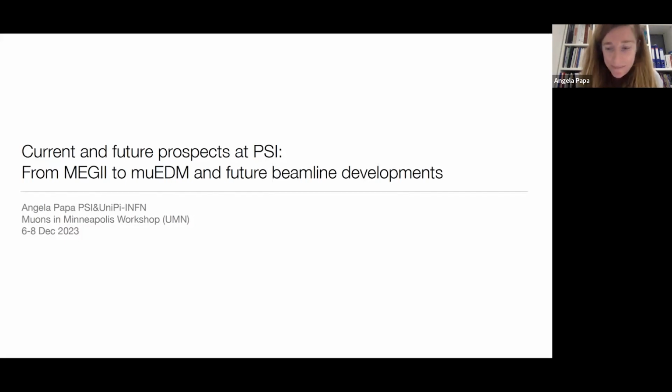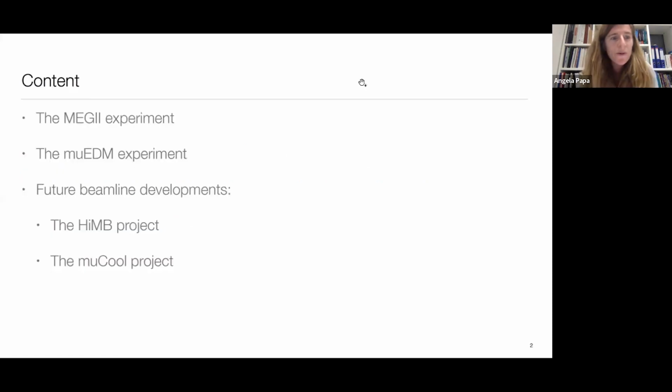So the idea would be to go through some topics. First, giving you a recent update about the MEGII experiment, and also discussing with you the prospects of the muEDM experiment, and together with that, sharing the future beamline development, and hopefully this could trigger some new ideas. I was very happy to follow the previous talk, and probably this could be an opportunity for us to host some new project at PSI.